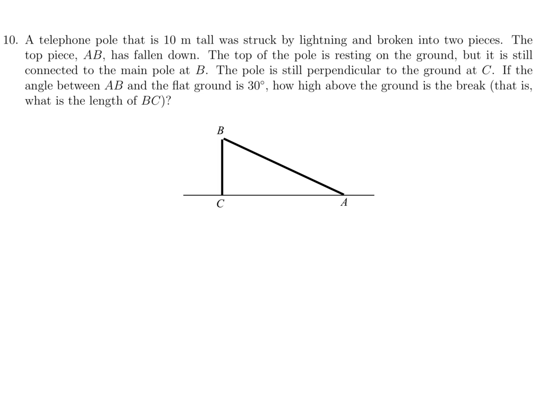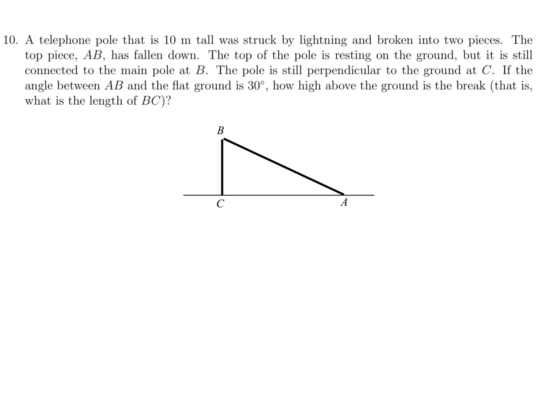A telephone pole that is 10 meters tall was struck by lightning and broke into 2 pieces. The top piece AB has fallen down. The top of the pole is resting on the ground, but it is still connected to the main pole at B. The pole is still perpendicular to the ground at C. If the angle between AB and the flat ground is 30, how high above the ground is the break? That is, what is the length of BC?